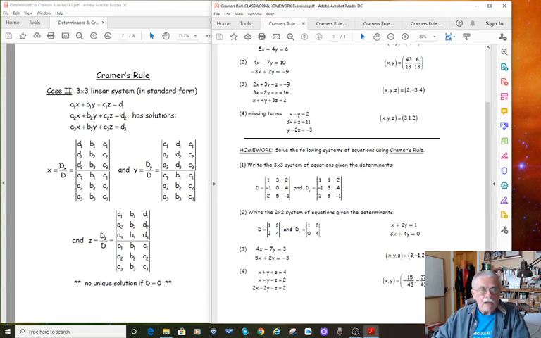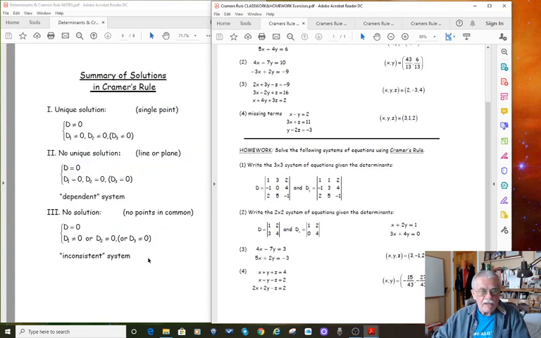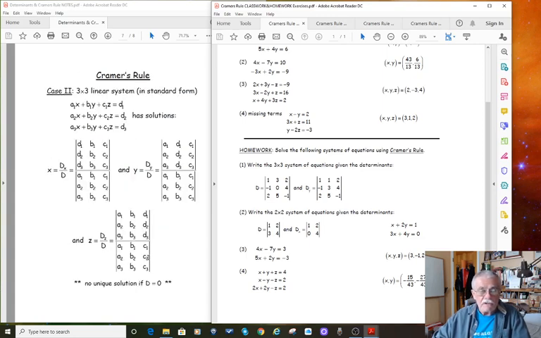So the determinant sub x means in place of the coefficients for the x terms, you replace them by the constants. And D sub y, or the determinant sub y, means you replace the coefficients of the y terms, again, by the constants. And you can see how this works. And then from this point, we're just going to do an example or two. And again, the process is just be careful, and we'll see how this works out.